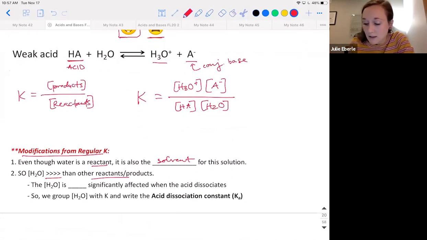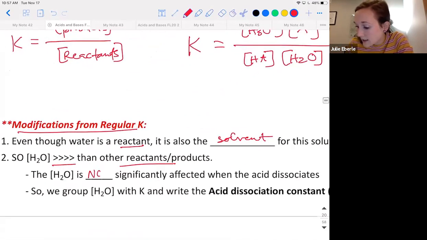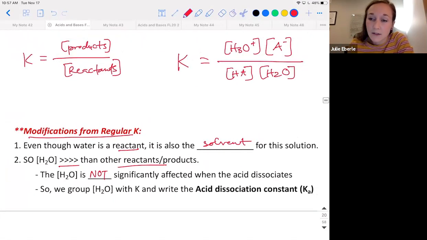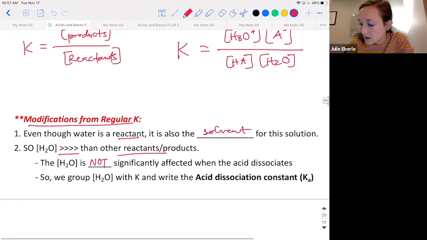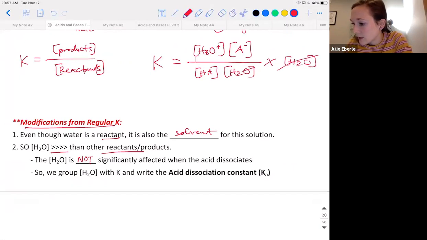Because of that, the concentration of water is not significantly affected when the acid dissociates. If we plugged in the concentration of water into this equation, it would dominate all other numbers, and essentially our K would be 0 every single time, and we would not learn anything meaningful from K. So to actually have something meaningful come out of K, we just remove water from the equation. All right, we're just going to take water out. We're going to multiply by both sides. We're going to remove it from this side of the equation.